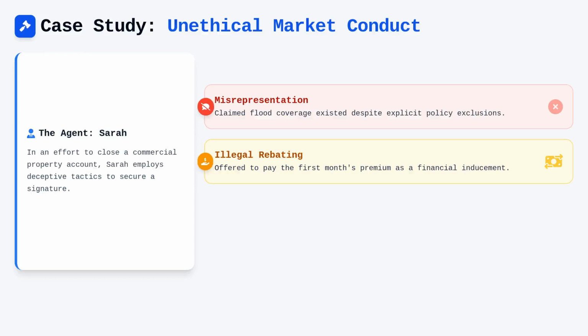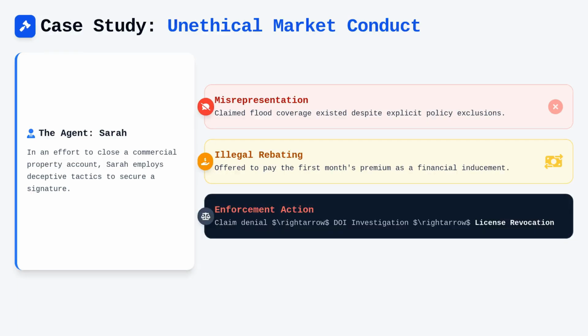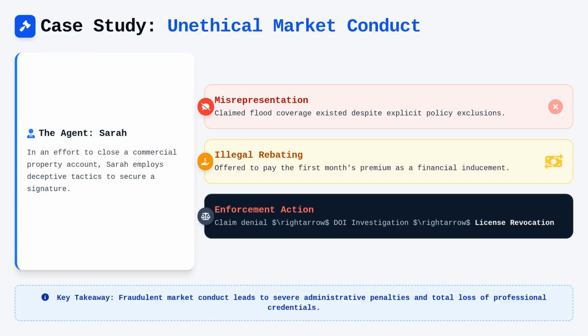When the client's property later experiences a flood and the insurer denies the claim based on the written exclusion, Sarah's patterns are exposed. The Department of Insurance will initiate an enforcement action against her, resulting in an administrative hearing where her license will be revoked due to fraudulent market conduct.